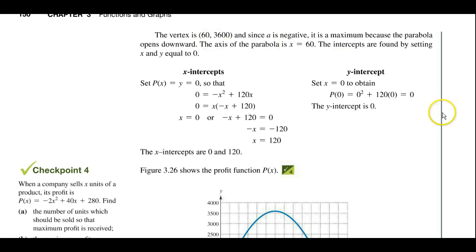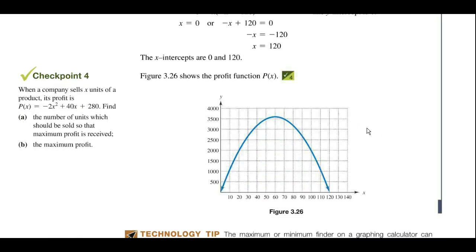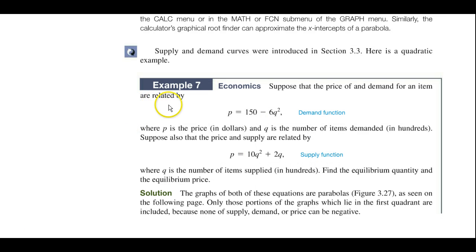We then have our ordered pair, which is 60, 3,600. And since a was negative, it's going to look like we see a little bit coming up from the bottom. And this would be our profit function. So this is the number of cases. If we sell 60 cases of beer, we're expected to make $3,600.